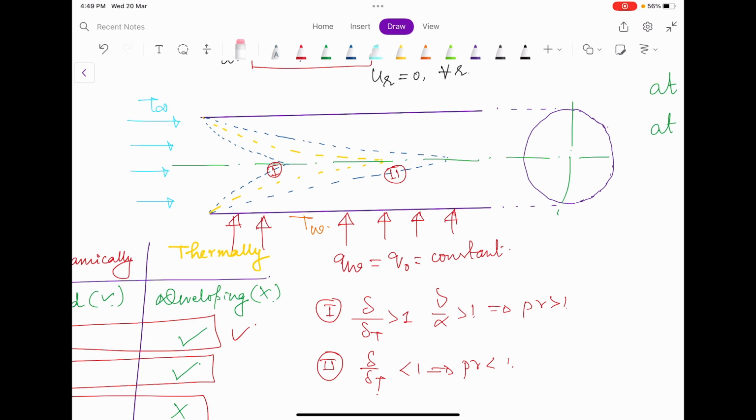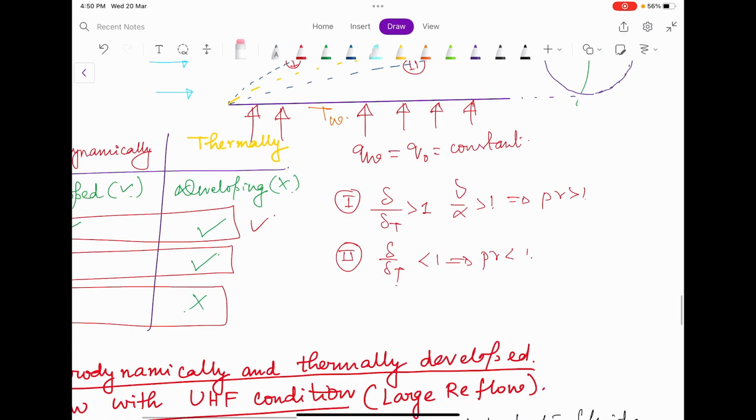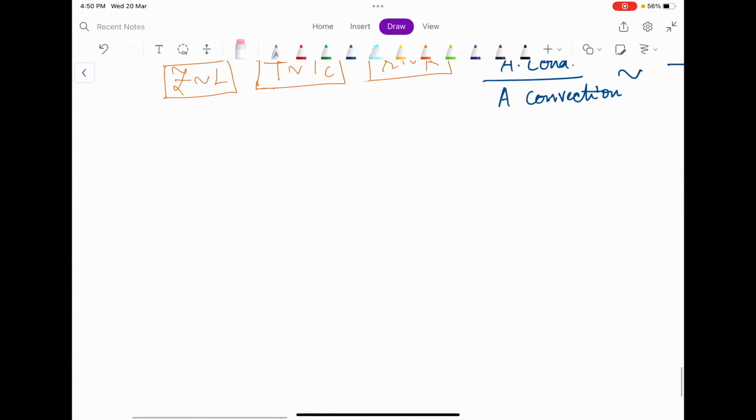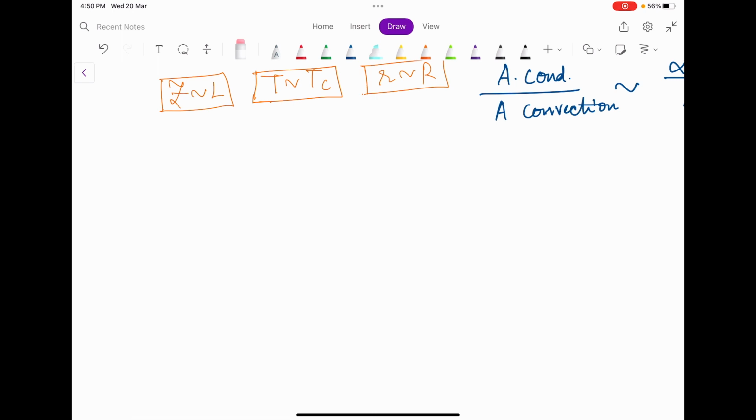If there is no other cooling facility, then it is not possible that you are giving heat and the temperature is not increasing along the axial direction. That is not possible. So fully developed thermal profile does not mean that the T is not changing with Z. Okay. So now let us try to examine that.